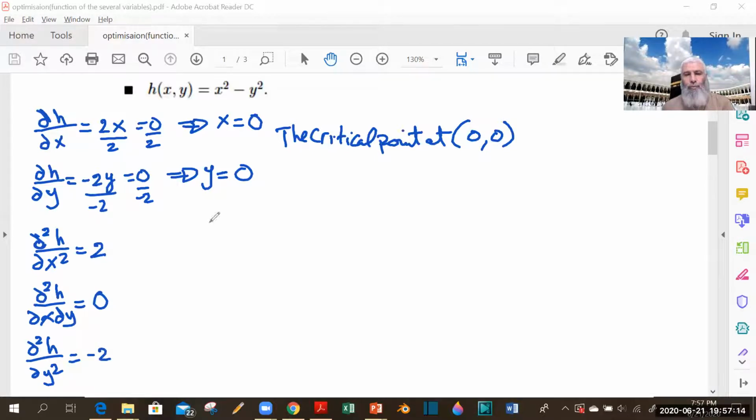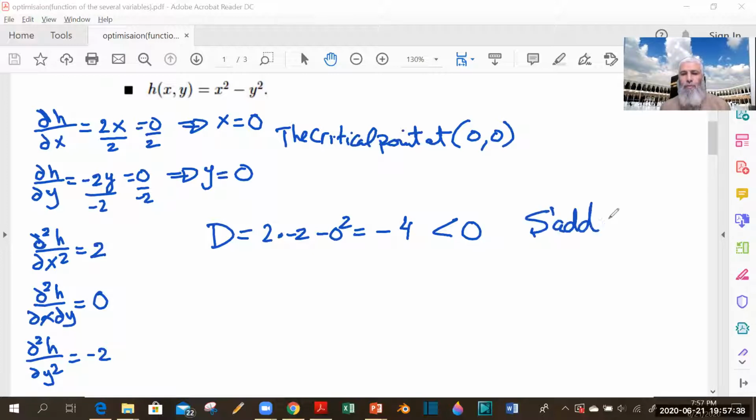Negative 2. So now what is D? D equals 2 multiplied by negative 2 minus 0 squared. So it would be negative 4. This is less than 0. Yeah, so it would be saddle, yes? Saddle, yes. The critical point is saddle.